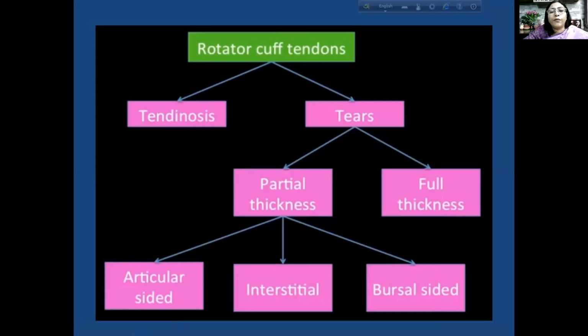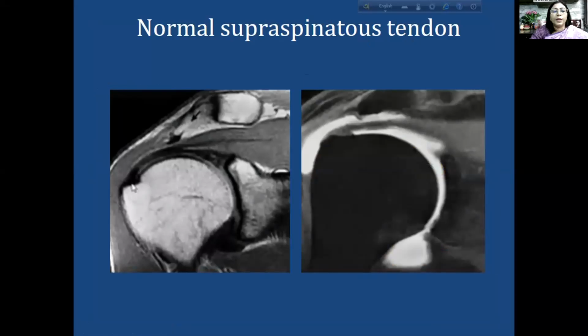Now, what do we look for in the tendon? We look for whether there is any tendinosis or tear. If there is a tear, either it is partial thickness or full thickness. In case of partial thickness, either it is intrasubstance, or on the articular side or the bursal side. This is the normal supraspinatus tendon. The tendon is made up of collagenous fibers with tightly bound water molecules within, giving the MR appearance of jet black or hypointense appearance.